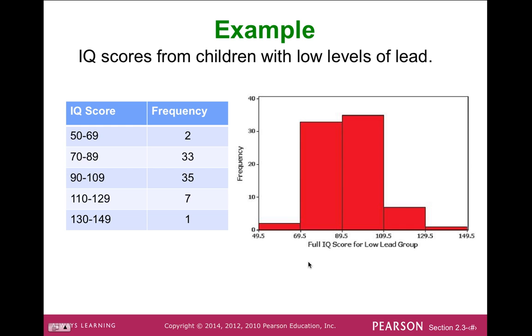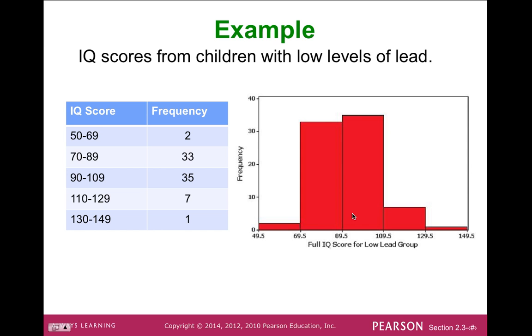So let's look at what we have here. From 49.5 to 69.5, which would be the midway point between these two classes, we see that we have a frequency of 2. Well, the vertical axis goes up to 10. So this bar that you see here is actually representing that frequency of 2.